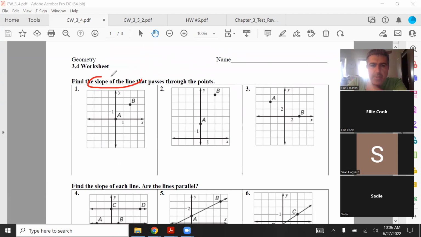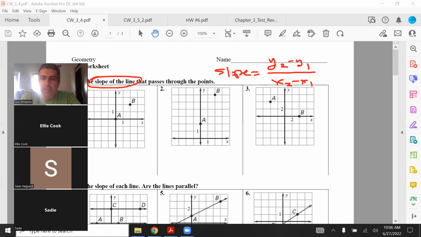So here we have to find the slope of the line that passes through the 2 points. Now, in case you forgot, slope is just this. Let me give you the more technical, or formulaic, definition of slope. So really just subtract the y's, subtract the x's, take the ratio. So it's a ratio of differences in y to differences in x. That's what slope is.